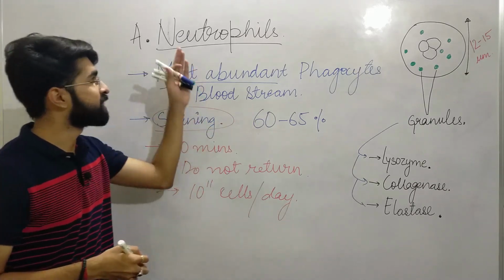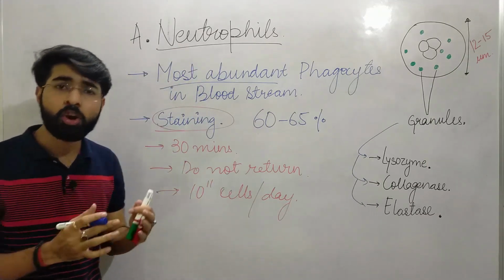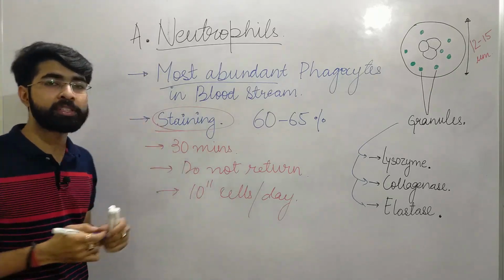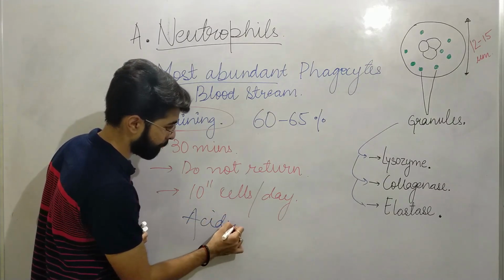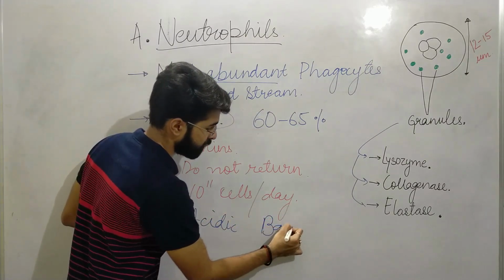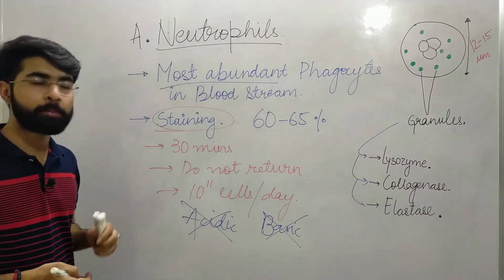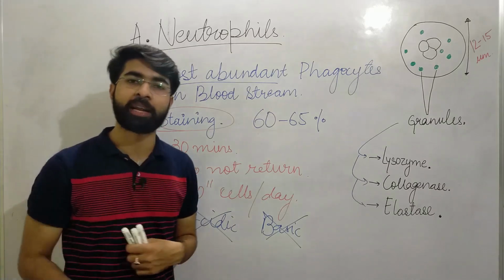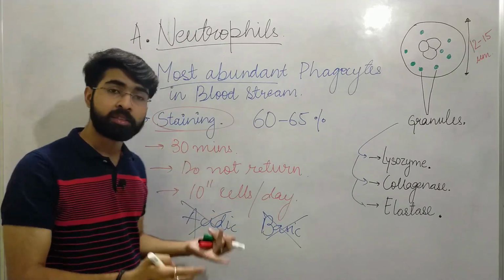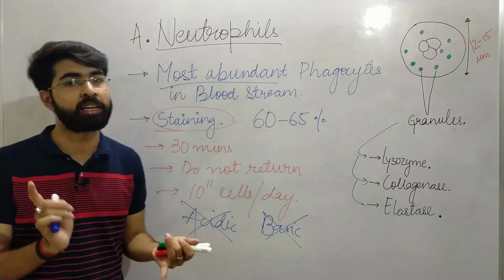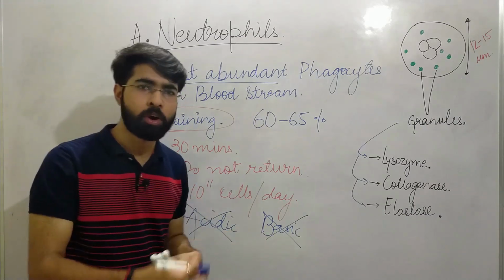As the name suggests, neutrophils do not get strongly stained by either acidic or basic dye. Instead, they get stained by neutral dyes. That's why they are named neutrophils, and that's why they are differentiated from the cells I mentioned previously, eosinophils and basophils. Now let us also talk about mast cells.